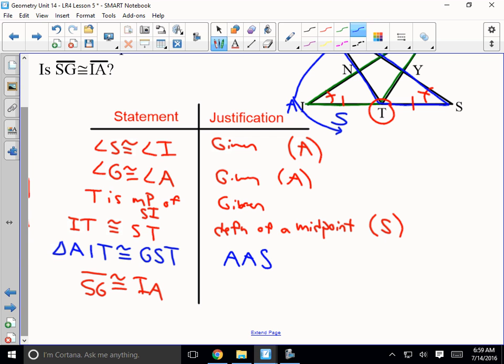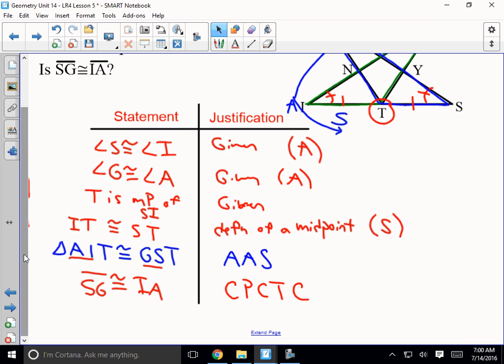We're ready to finish this up. If we notice in the naming of them, here is our AI that we were looking for. Here is our GS. Now the order is flipped, but it is the same pieces. It's in the same part. So our reason for this, and it's always the end justification when you're looking at pieces, is corresponding parts of congruent triangles are congruent. We always finish up with that.